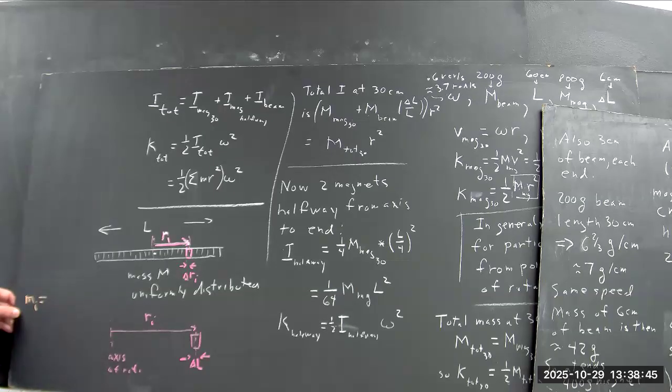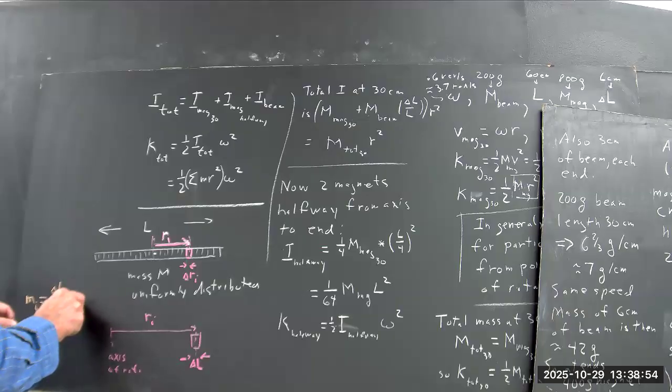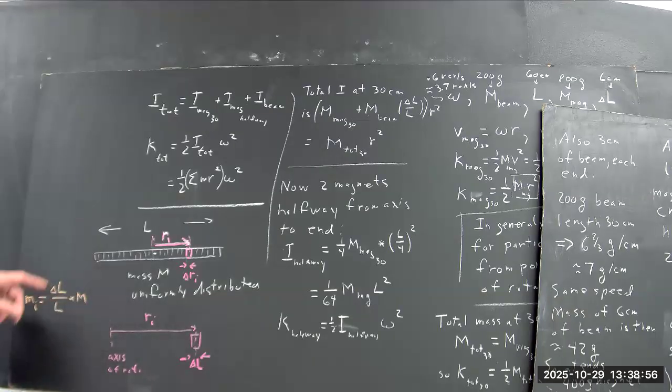M sub i is... delta L over L is just what fraction of the total mass you have in here, right? That makes sense?